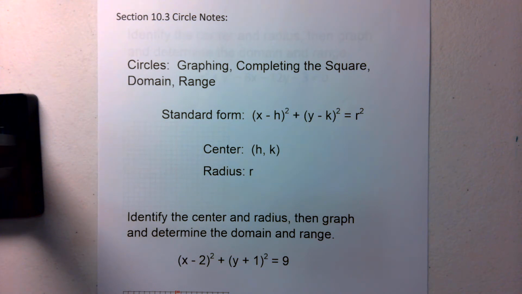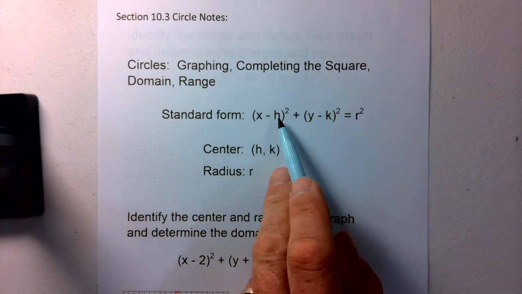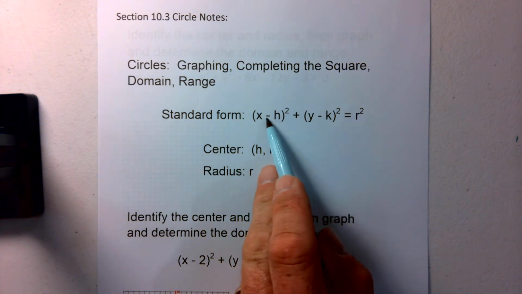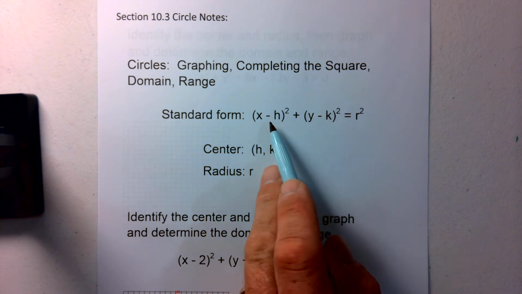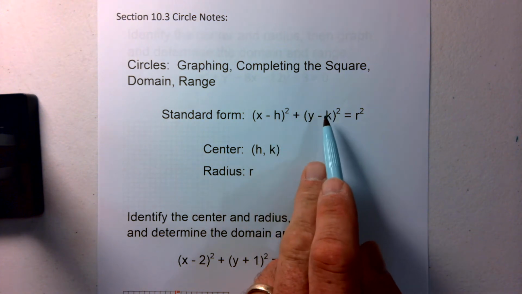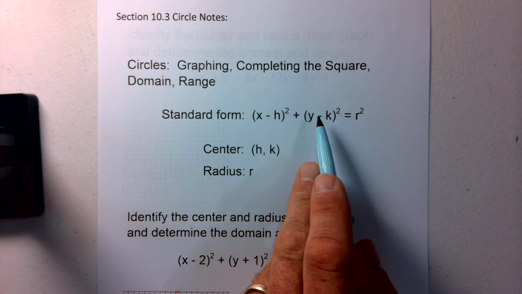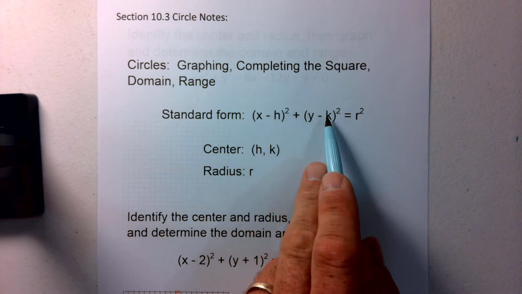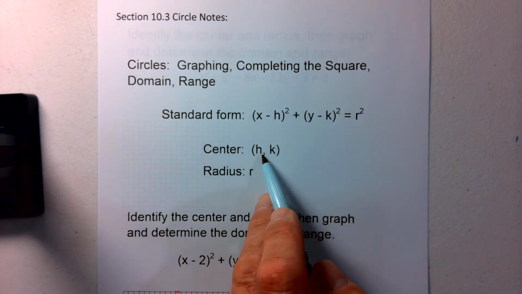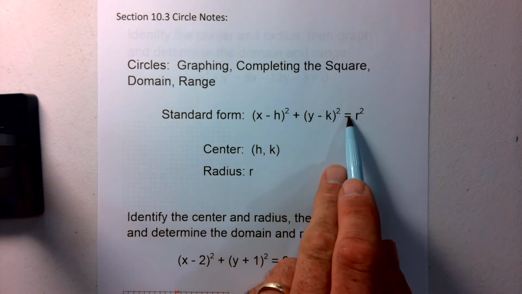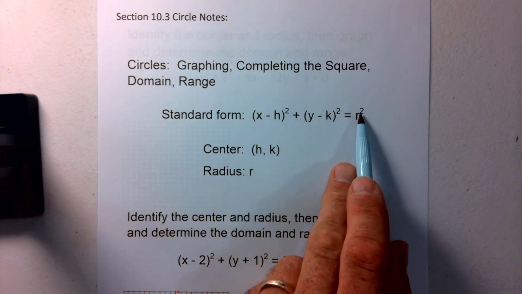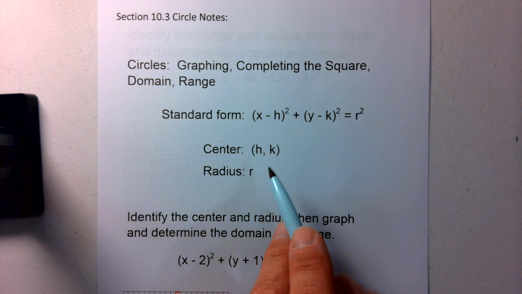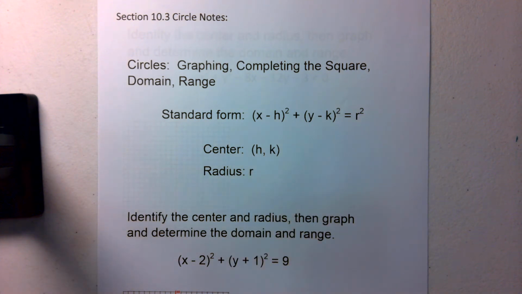(x - h)² + (y - k)² = r². This is going to look somewhat familiar to us because at h and at k, notice we have that minus h, minus k. We had that with the vertex of the parabola. Now we're going to take that h and k value and make it the center of our circle. What it's equal to is going to be the radius squared. So if we take the square root of that value, I'm going to get my radius.